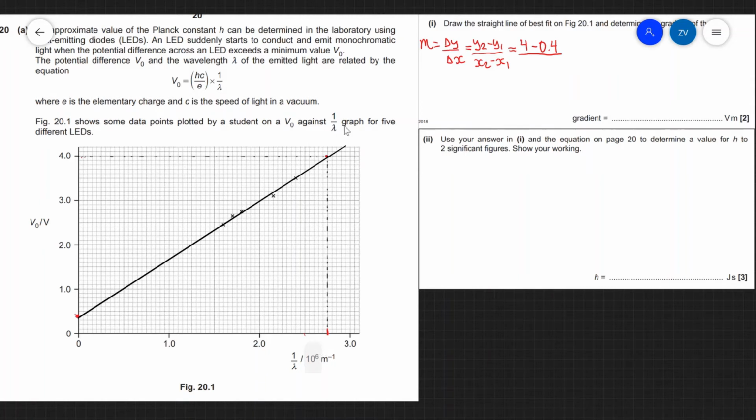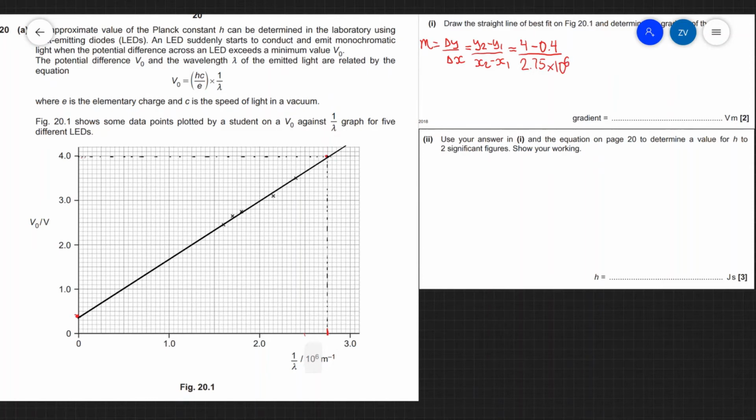Okay, but anyways, the x-coordinate of this point over here, if we go down, we can see that this point here is sandwiched between 2.5 and 3, and the midway point between them is just 2.75. So I'm just going to write 2.75, and then I'm going to include the factor of 10 to the power of 6, times 10 to the 6.